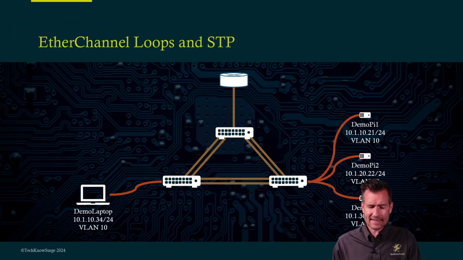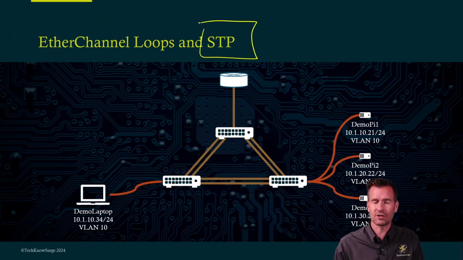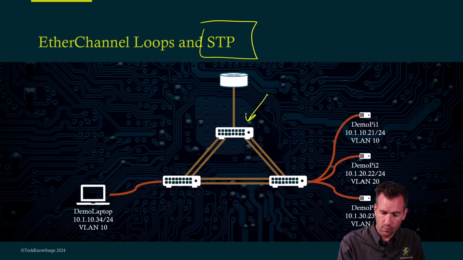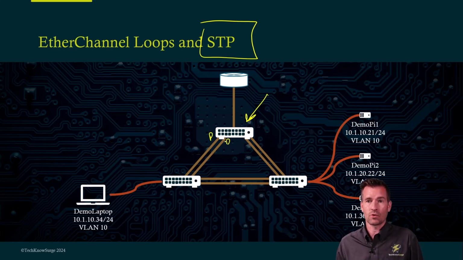Now what we would like to see is Spanning Tree Protocol take effect and be able to mitigate this issue. But that's not always the case. And let's look at an example here. Let's say this is our root bridge right here. And so these are always going to be designated ports right here.